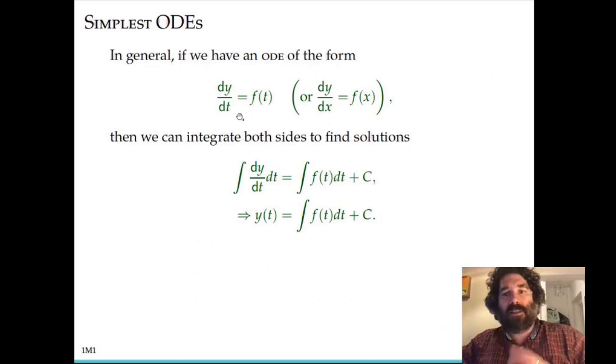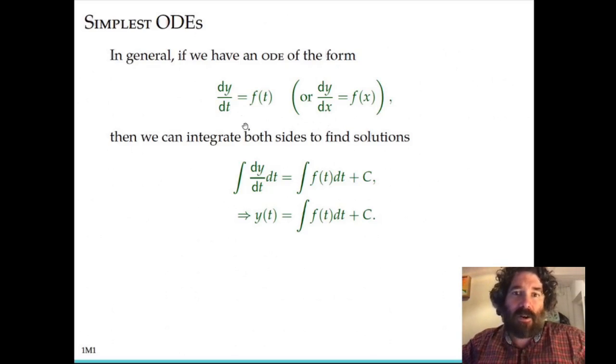But in either of these cases where we just have that dy/dt or dy/dx is some function, we can solve just by integrating. And so actually this is what you do when you integrate. You find all the possible functions whose derivative is equal to a given function. And that's really solving an ODE if you think about it. Really a very simple ODE.